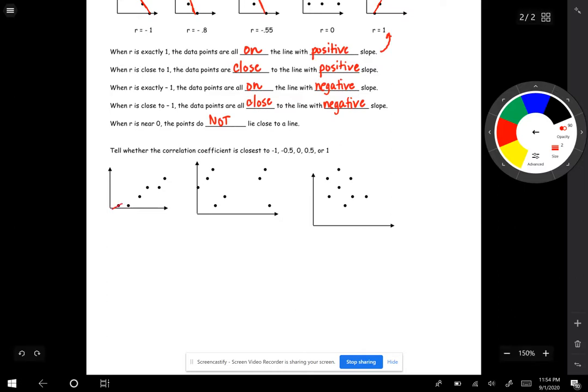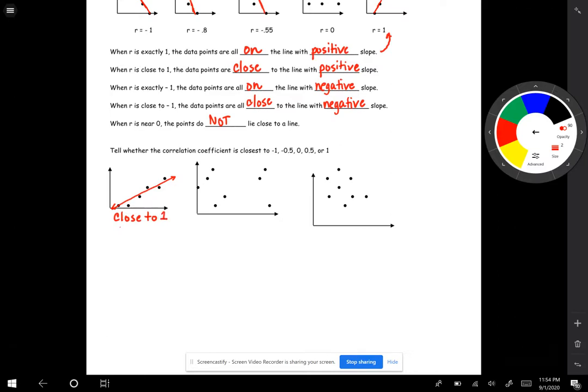So, that's my line of best fit. So if you see I have 2 points above the line and 3 points below, that's just how it's going to be because it's an odd number. And they're fairly close together. It's not exactly 1, but I would say it's close to 1. We definitely know it's positive because the line is rising from left to right.